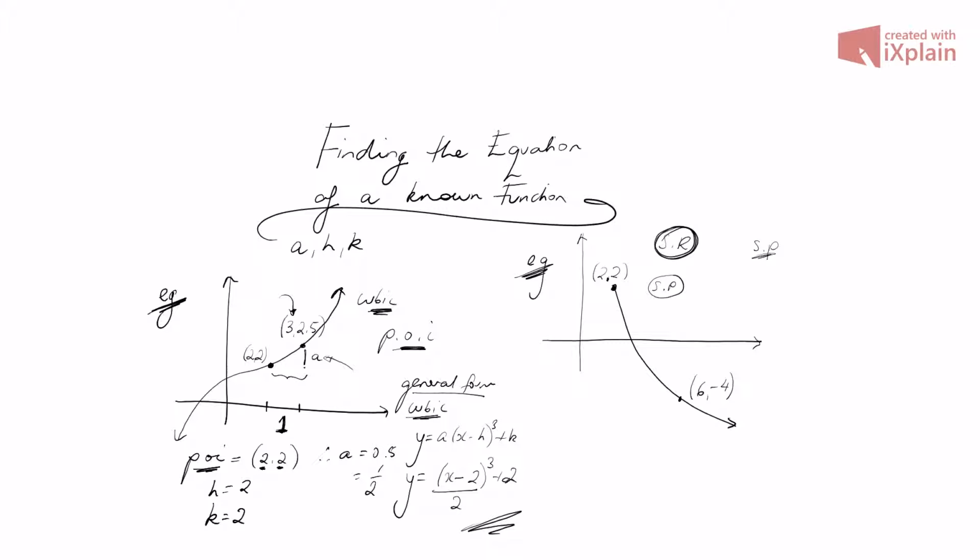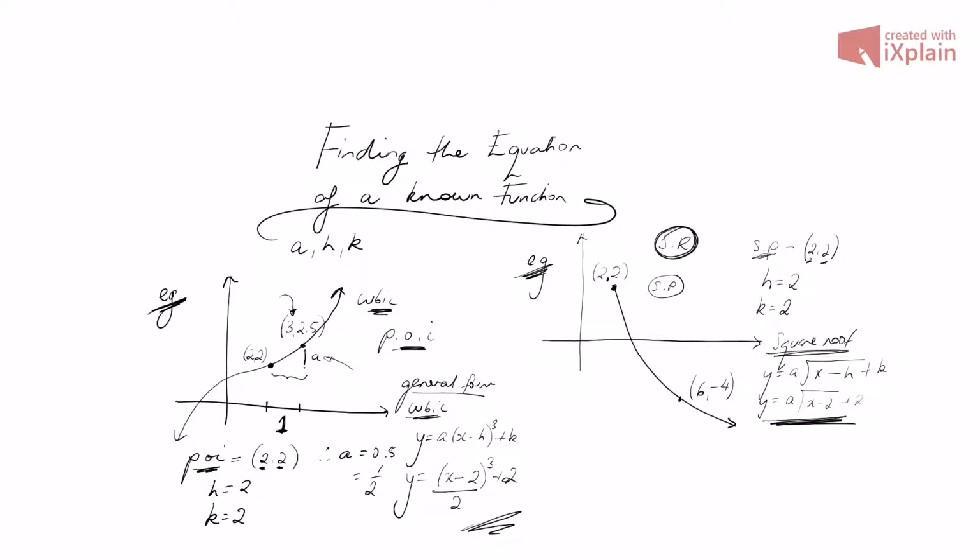Straight away we know that my special point gives us the h and k values. I know that h is the x value and k is the y value, so I know h and k. I know it's a square root function, so the general form is y equals a square root of (x minus h) plus k. From my starting point, I know h and k, so I fill that in. I get a square root of (x minus 2) plus 2. So that's halfway there.